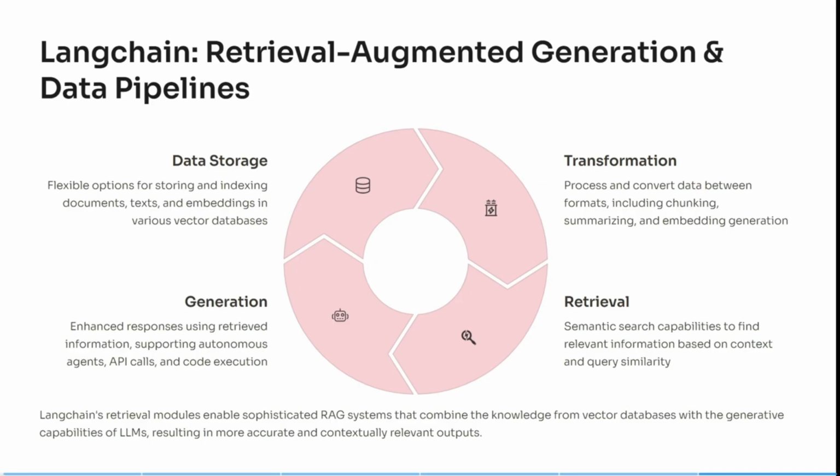It has enhanced responses using retrieved information, supporting autonomous agents, API calls, and code execution. You can process and convert data between formats, including chunking, summarizing, and also embedding generation. It has a semantic search capability to find relevant information based on context and query similarity.